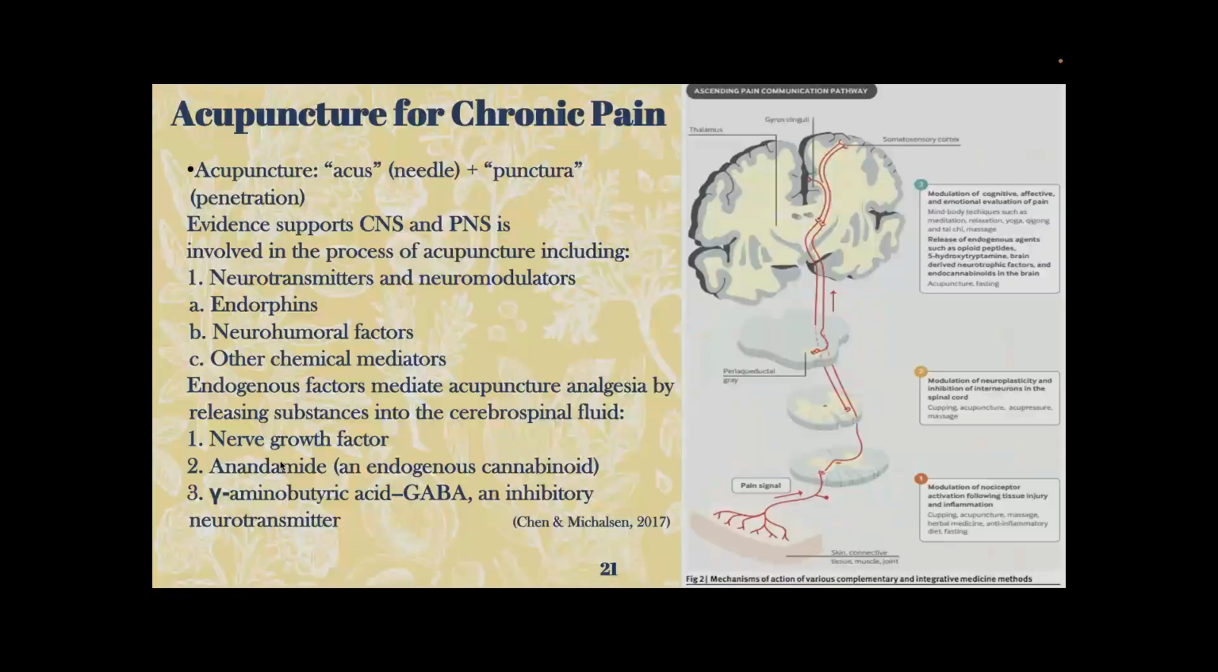Briefly to talk about acupuncture. I think a lot of us have heard of acupuncture. There's a lot of evidence that, again, supports its regulation of the central nervous system and the peripheral nervous system, that vagus nerve regulation. Acupuncture is extremely effective with that. So it helps neurotransmitters and neuromodulators. It helps regulate endorphins, neurohumoral factors, other chemical mediators. Like I said, I'm not going to go super in depth in this because you can look up acupuncture if that's really interesting to you.